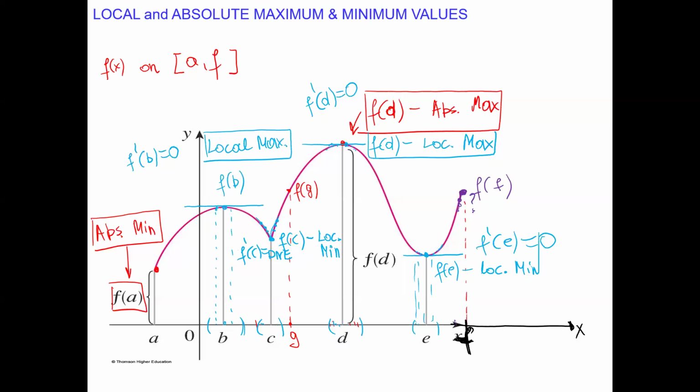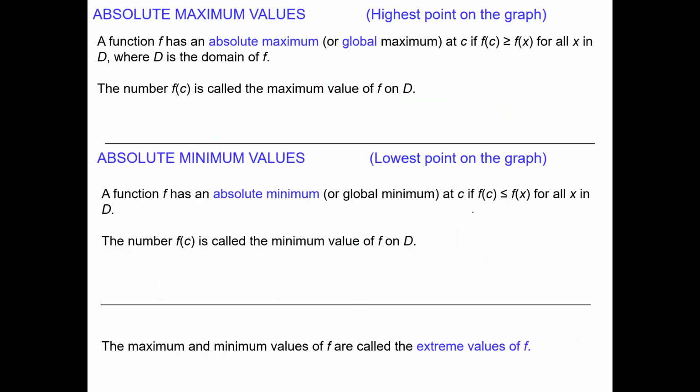Let's look at the definition. Absolute extreme values are the highest point and the lowest point on the graph. If we say that a function has an absolute maximum at c, then f of c will be greater than f of x for all of the x's in the domain. If we say that a function has an absolute minimum at c, then the value at c is the lowest value, because all of the other values f of x for all of the x's in the domain are greater. We can see this relation.